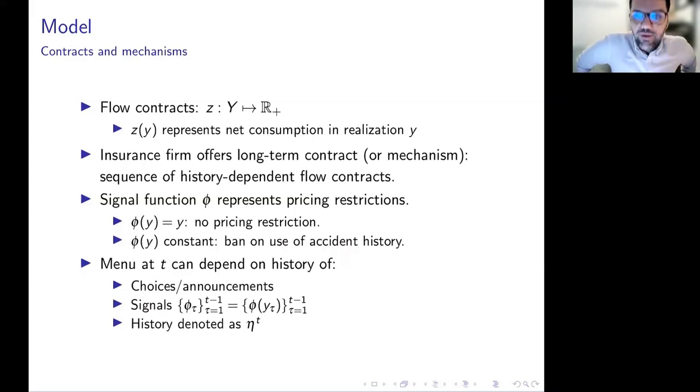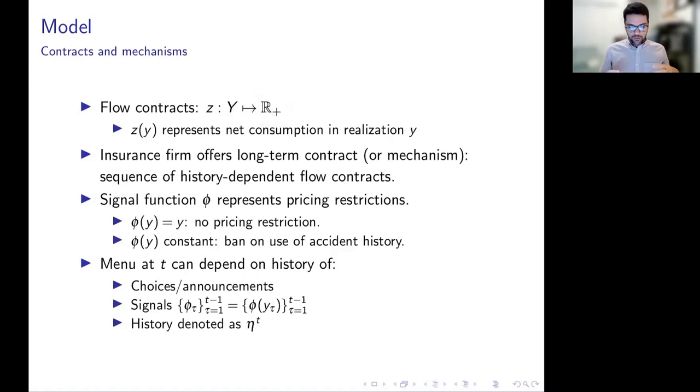Okay, so now let me talk about contracts and mechanisms, which get a little bit involved. Let me start from the basic building block of a mechanism in this model, which is the equivalent of a static insurance policy. I could describe a static insurance policy as being defined by a premium and a predefined coverage for every potential loss level that this agent might incur. It's going to be more convenient to describe flow contracts as simply determining directly what's going to be the final net consumption of the agent. So it's going to be a mapping from the set of possible income realizations to the non-negative real numbers that determine for every possible income realization what's going to be the consumption of the agent.